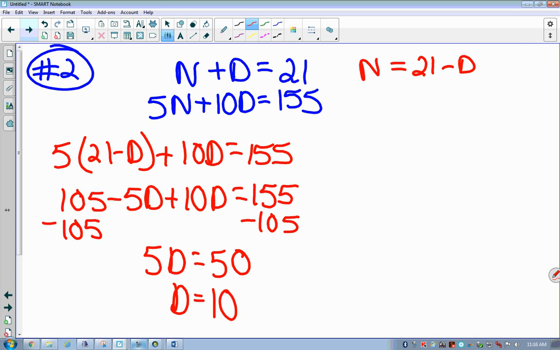Now, if I've got 10 dimes and I got 21 total coins, how many nickels do I have? 11. All right, is that easier than what we were making it out to be? So these questions aren't hard. It's just trying to remember what to do. Just got to remember what to do.